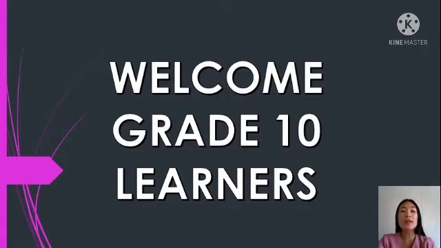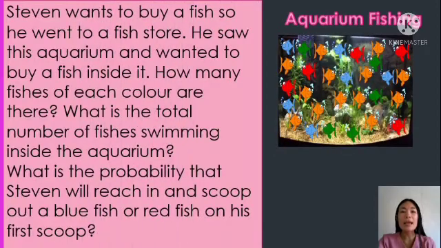Before we start with our lesson this morning, let's try to have an activity named aquarium fishing as a review. Okay, let's read the situation. Steven wants to buy a fish, so he went to a fish store. He saw this aquarium and wanted to buy a fish inside it. How many fish of each color are there? What is the total number of fish swimming inside the aquarium? And what is the probability that Steven will reach in and scoop out a blue fish or red fish on his first scoop?